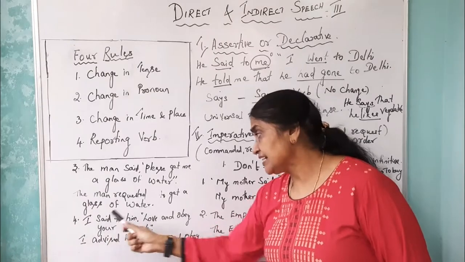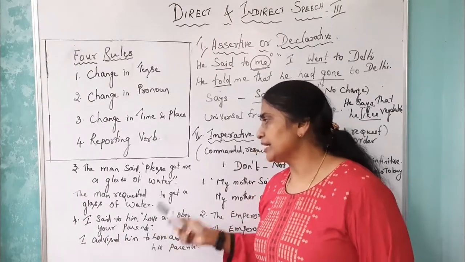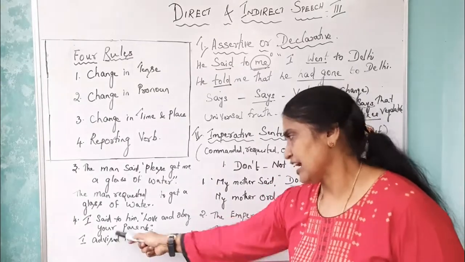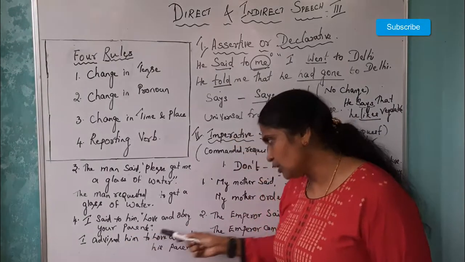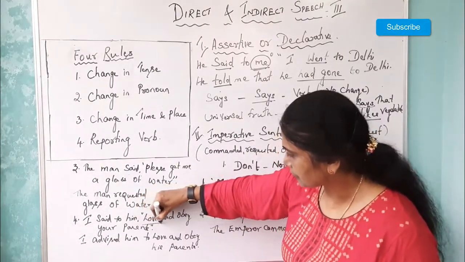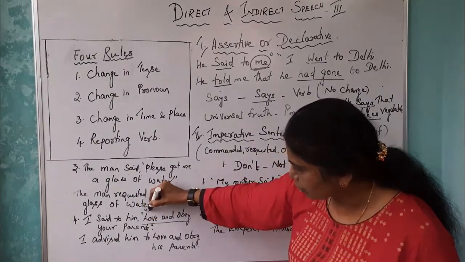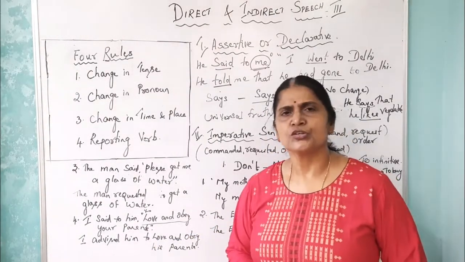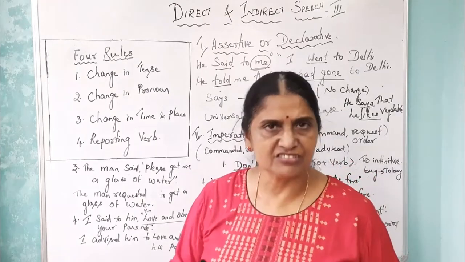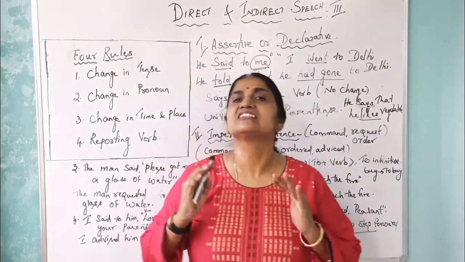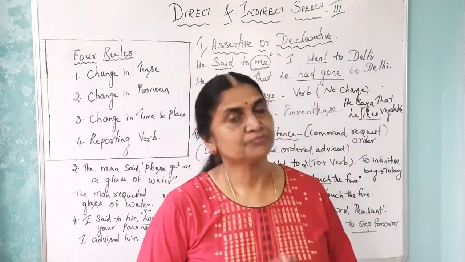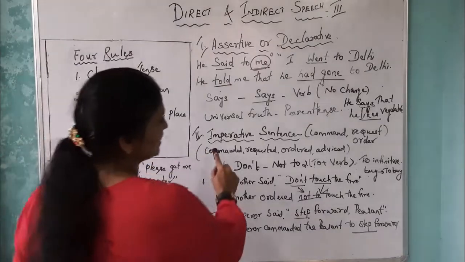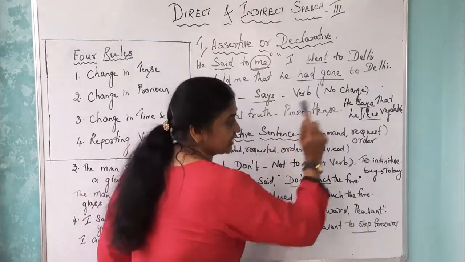Okay. Next, I said to him, "Love and obey your parents." What is it? It is an advice. I advised him to love. This is the verb. So you have to place "to" before the verb. I advised him to love and obey his parents. So it is very easy to identify the imperative sentence. Imperative sentences deal with command, request. So whenever you place this reporting verb, you have to say he commanded, he requested, he ordered, he advised.